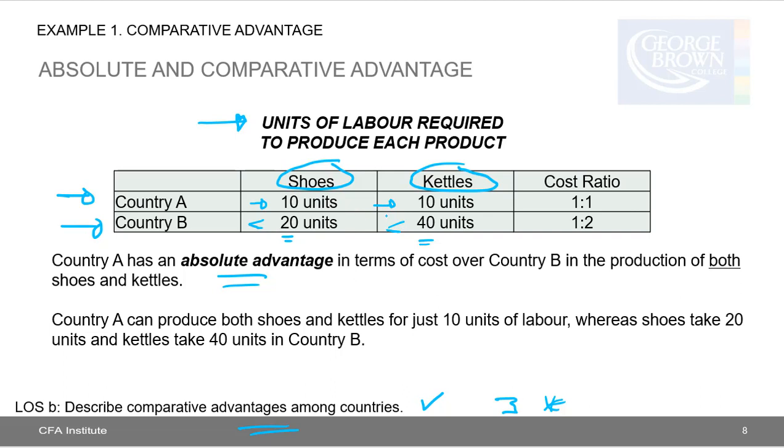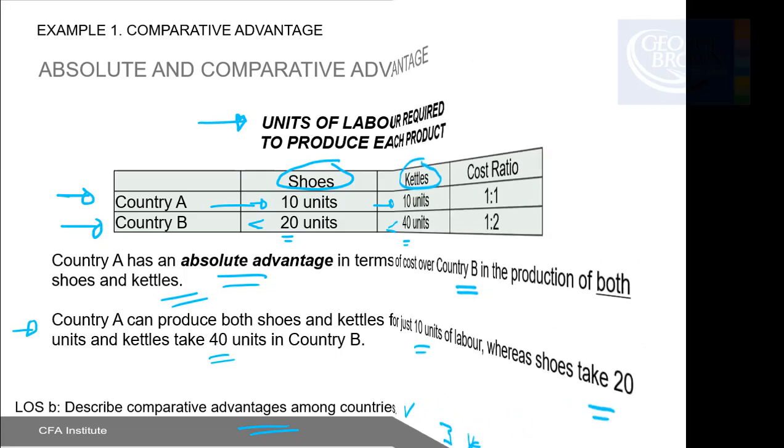So you can see for both shoes and kettles, country A has an absolute advantage in terms of cost over country B in the production of both shoes and kettles. So country A can produce both shoes and kettles for just 10 units of labor, whereas shoes takes 20 units and kettles take 40 units in country B. So an absolute advantage, therefore, is when a country is more efficient in producing a good or a service than other countries. That is, it needs fewer resources to produce the goods and services.